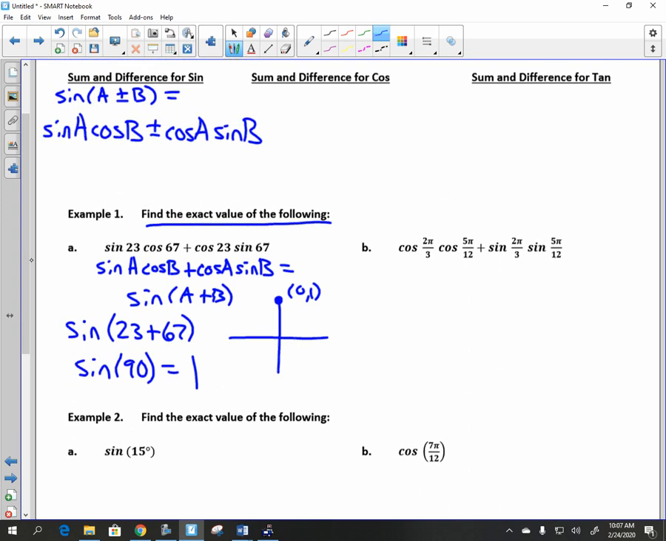Okay, let's talk about cosine. The cosine formula is a little bit different. Cosine of A plus B happens to be equal to the cosine of A times the cosine of B minus the sine of A times the sine of B. That one's a little bit different.